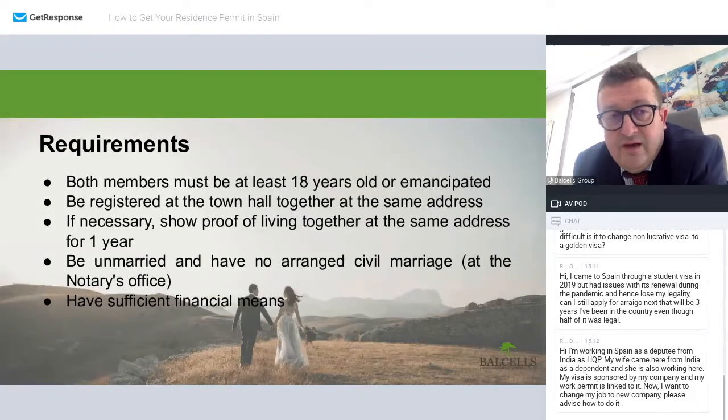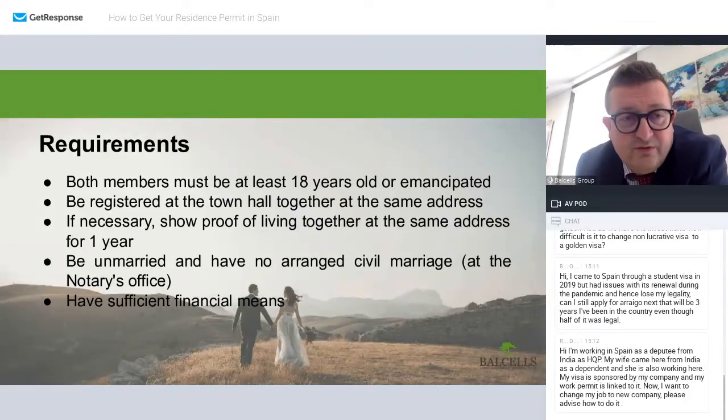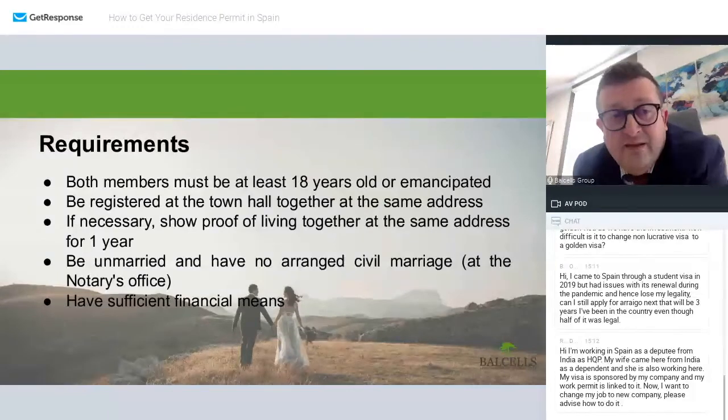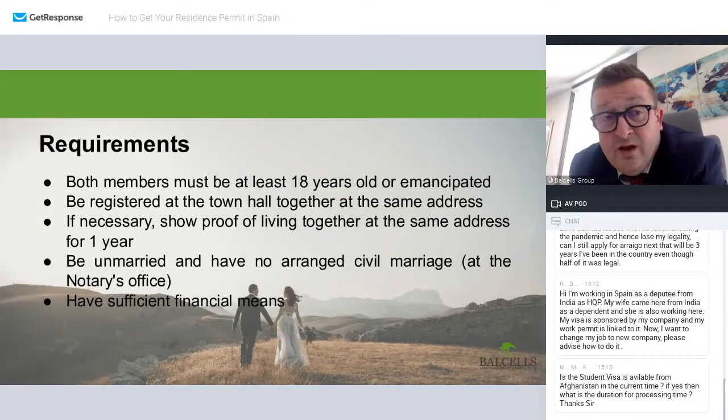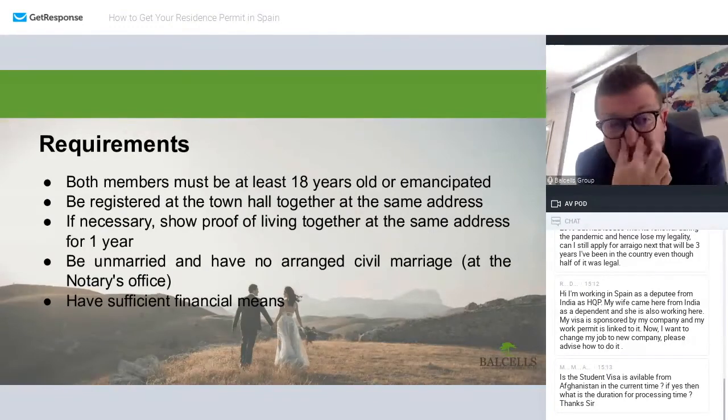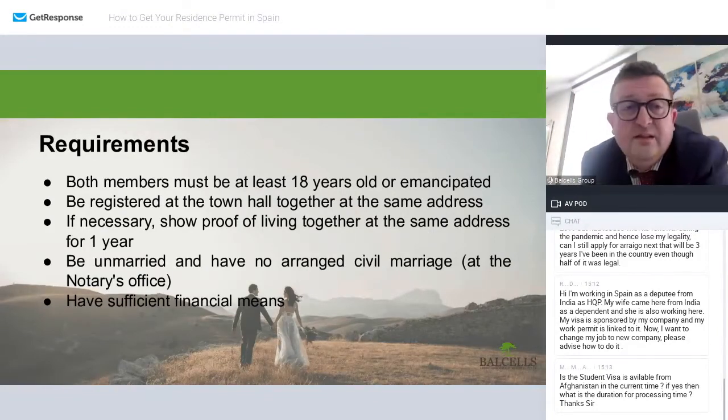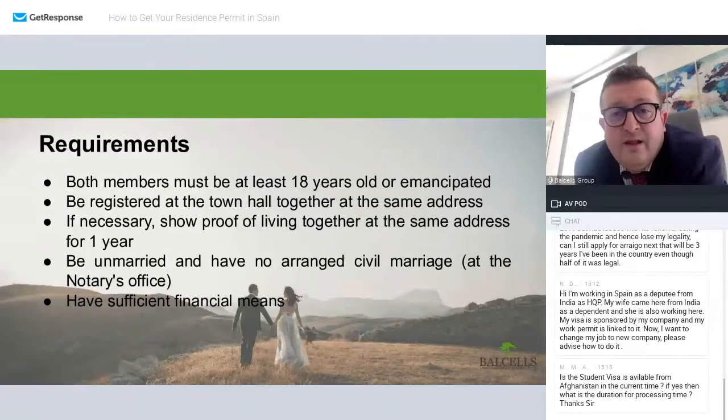Also, if you have kids dependent on you and you are married to a European, you can also regulate them through this procedure. All of you have to be above 18. In the case of pareja de hecho, you need to be registered at the same address. You need to prove the relationship and to have sufficient funds. Later on, if you want, we can discuss this process. We have several videos, not a lot, but 3 or 4 videos explaining this in great detail, so you can also visit us to double check.